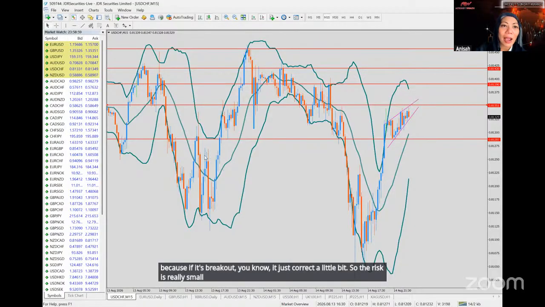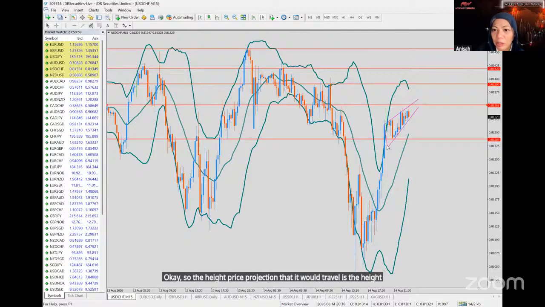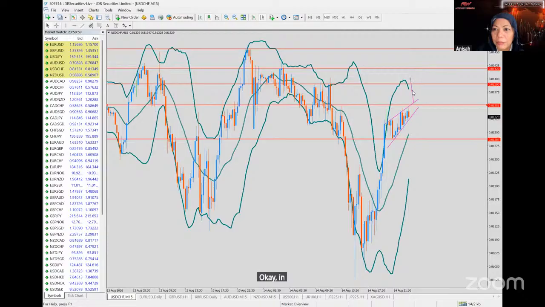Okay, so the height price projection that it will travel is the height of the base of the chart pattern. In this case, it will be around this area, 0.81400.